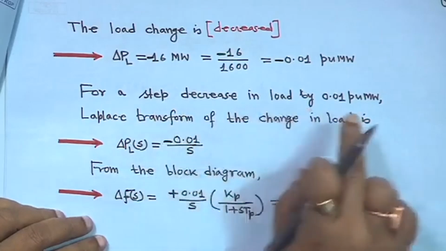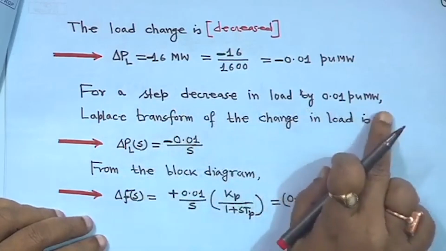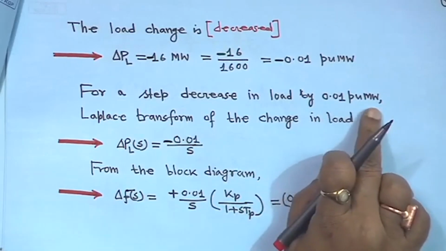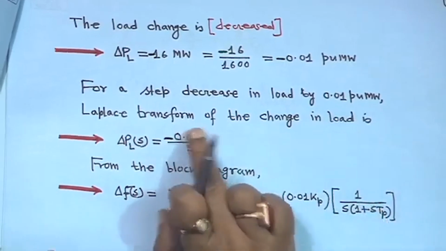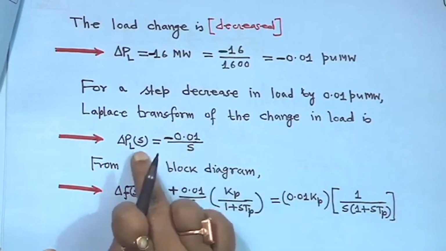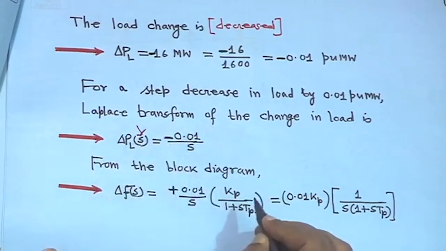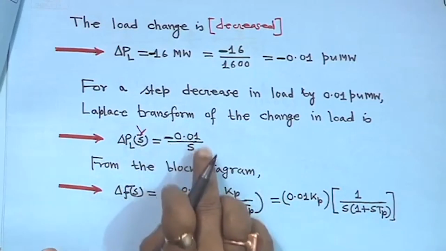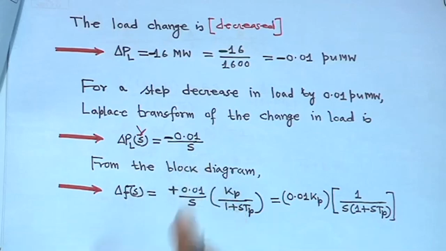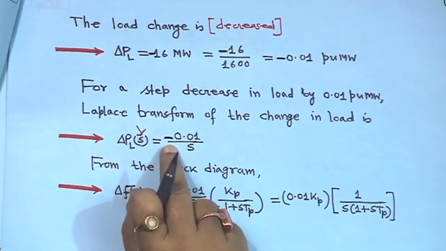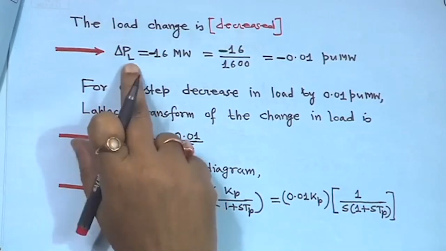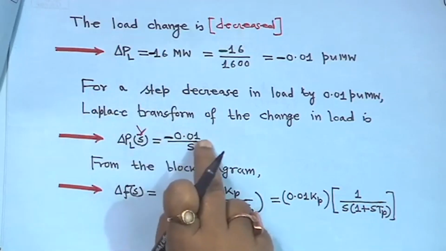So, for a step decrease in load of 0.01 per unit megawatt, which is a step function, the Laplace transform of the change in load, delta P L(s), and here I am putting s just for your understanding, will be minus 0.01 upon s. Because for a step input, if the load disturbance is delta P d, then it will be delta P d upon s, and for a load decrease, a minus sign. So delta P d, which is equal to delta P L, is equal to minus 0.01 upon s.